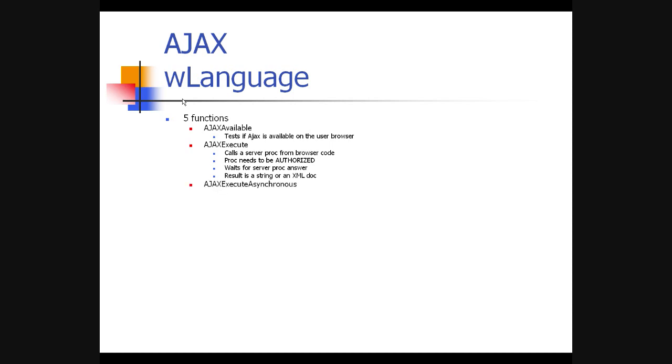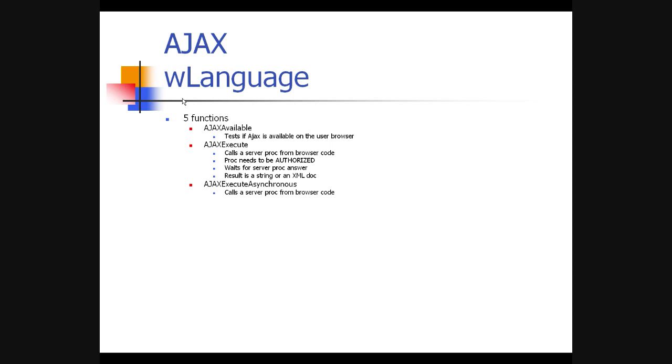Now we have the Ajax Execute asynchronous, which is the most common call, because, obviously, if you want to use Ajax to its full extent, what you want to do is not wait for the answer. Let the user continue to play with the control, and when the answer arrives, you process it on the fly. That's the reason why they created that system in the first place.